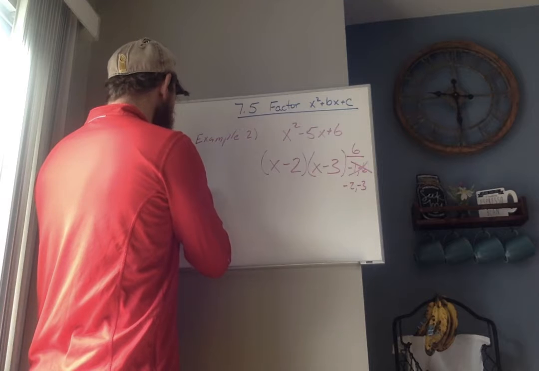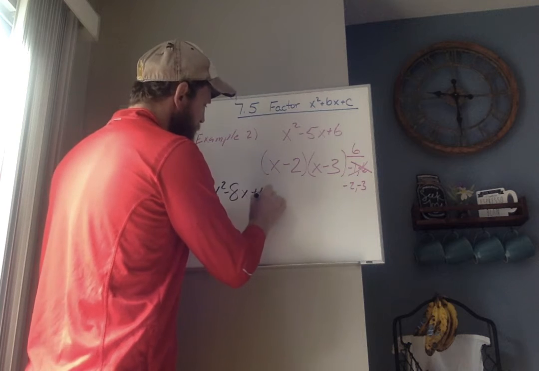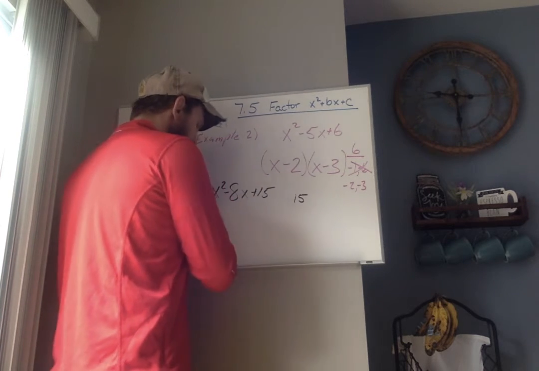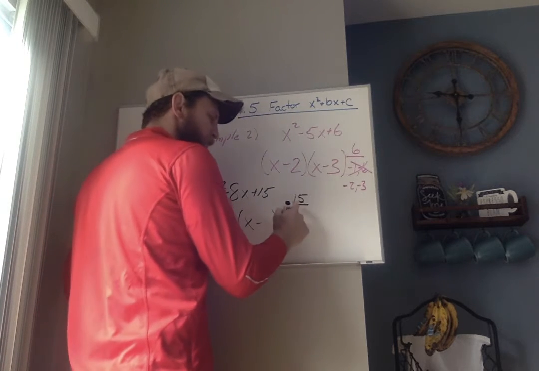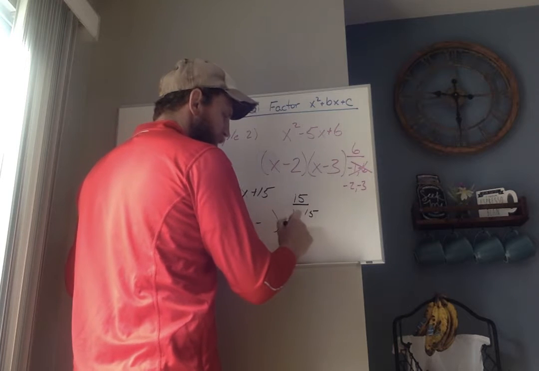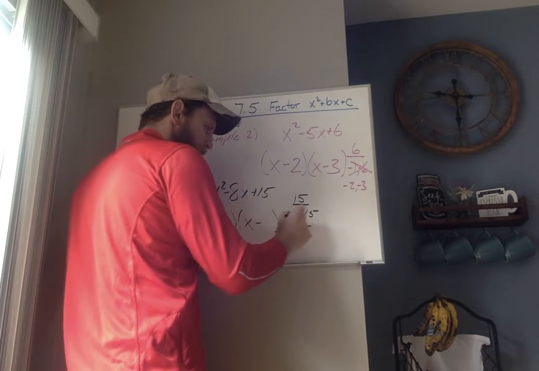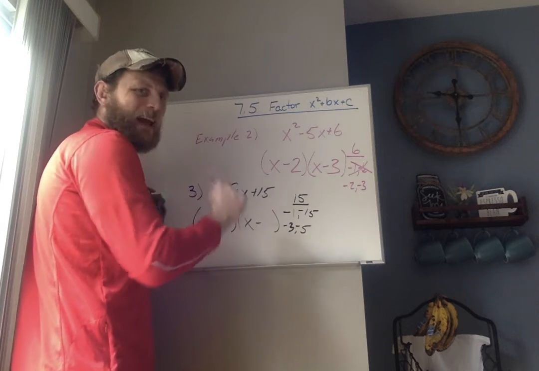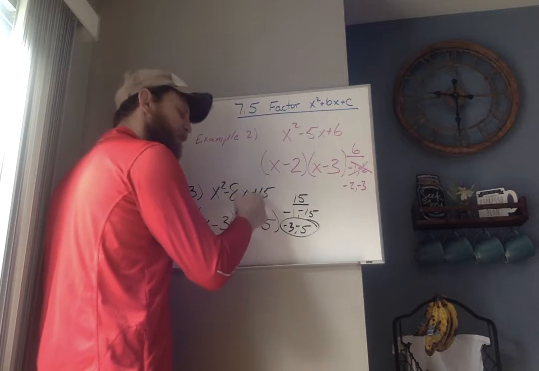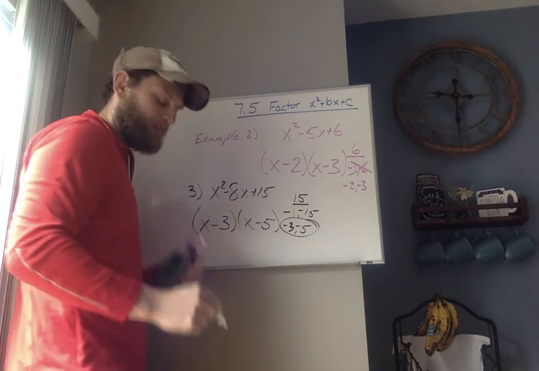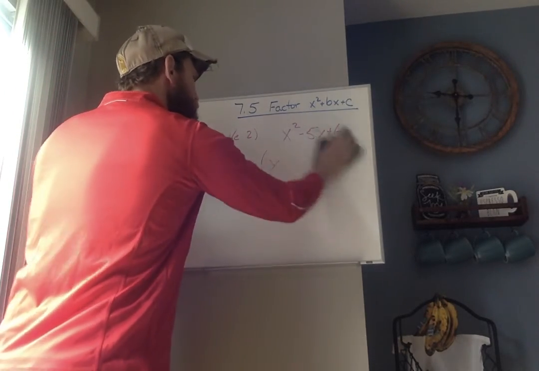Now number 3 in our checkpoint says x squared minus 8x plus 15. So let's break down 15. We already know it's going to be x minus times x minus because it's minus plus. So we have 1 and 15. 2 doesn't go into it, so we're going to go to 3, 3 and 5. Now, minus, minus, minus, minus. Which one of these gives me 8? Yep, you guessed it. Minus 3, minus 5. Negative 3 times negative 5 is 15. Negative 3 plus negative 5 is negative 8. Three more.